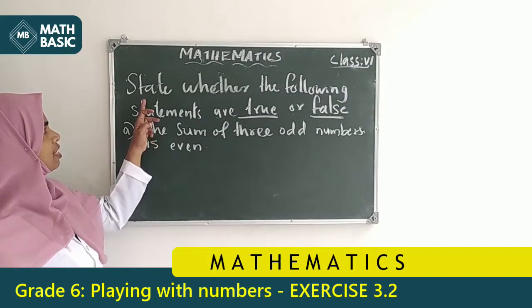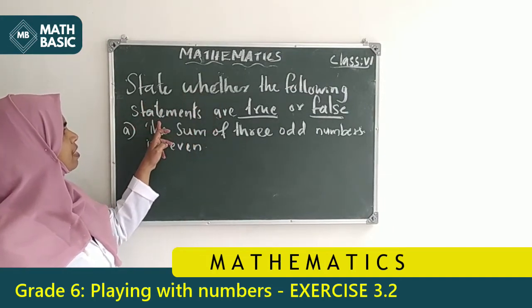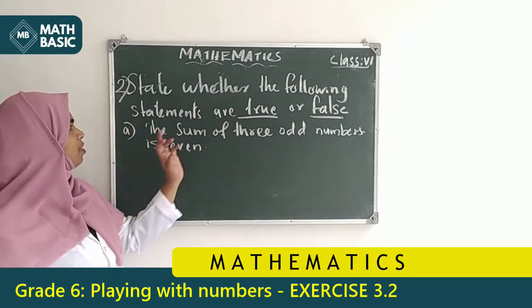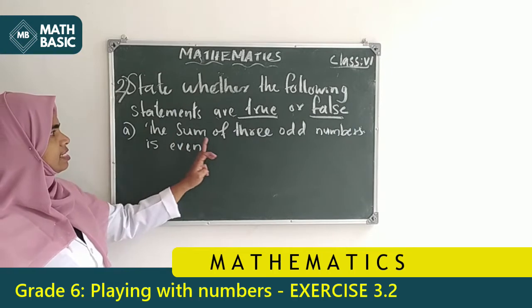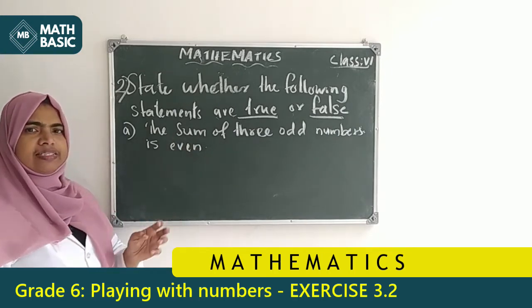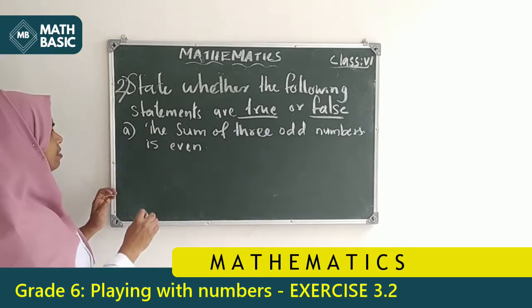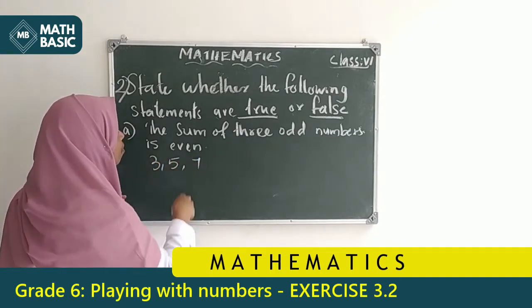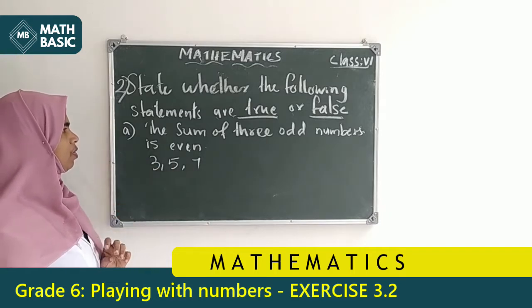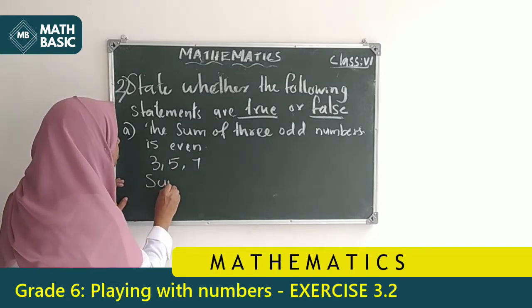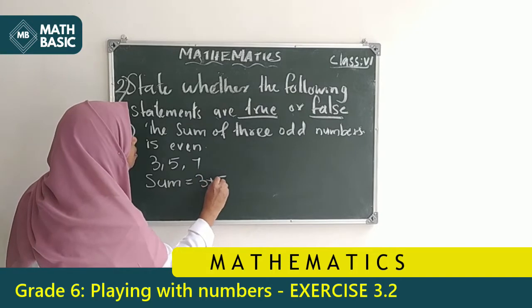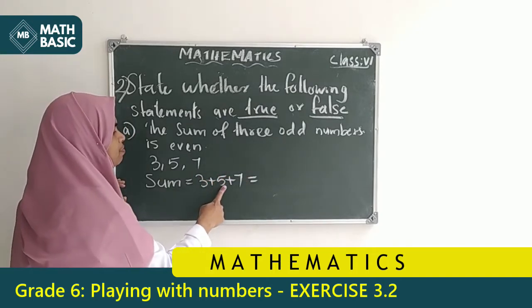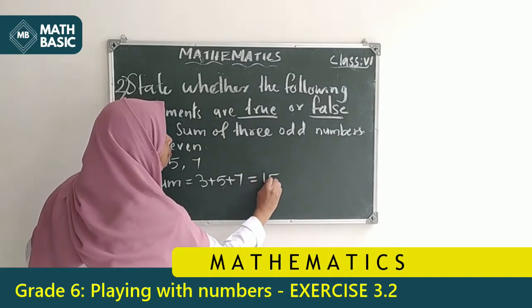Question number 2. State whether the following statements are true or false. Question A. The sum of three odd numbers is even. Take an example. Three odd numbers 3, 5, 7. Sum equals 3 plus 5 plus 7. 3 plus 5, 8. 8 plus 7 is 15.